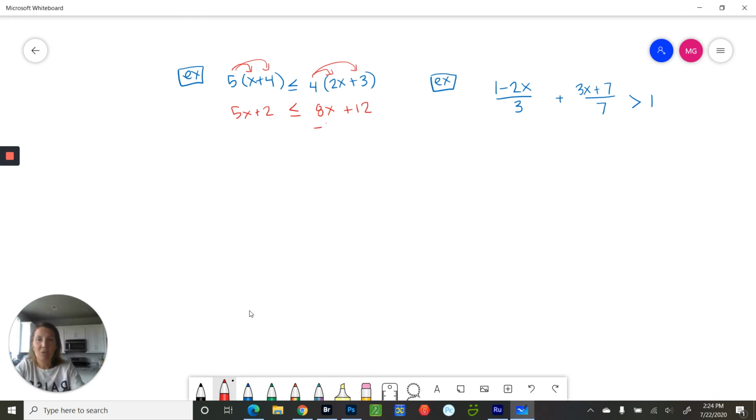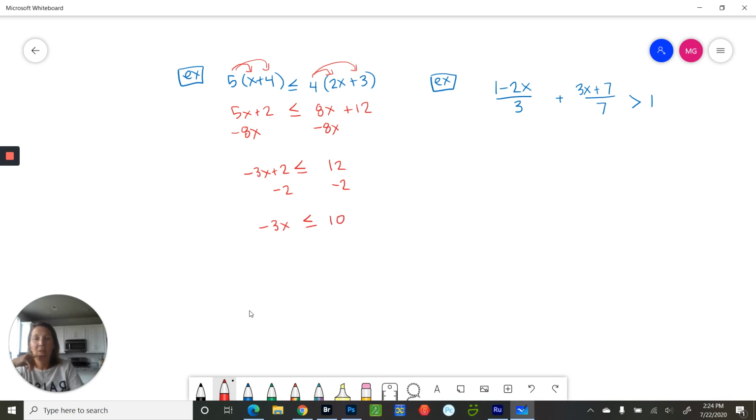Okay, next I'm going to subtract the 8x from both sides. And I do not switch the sign because that's subtracting, not multiplying by a negative number. Okay, so I subtracted the 8x. So I have 5 minus 8 gives me a negative 3x plus 3. And over here, they cancel each other, and I'm left with just 12. Okay, now I'm going to subtract 2 from both sides. Once again, I'm subtracting, not multiplying by a negative number, and so it stays the same way. So now I have negative 3x on this side, and over here I'm left with 10.